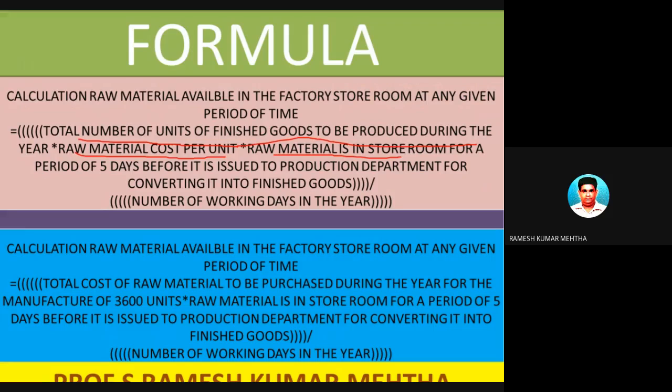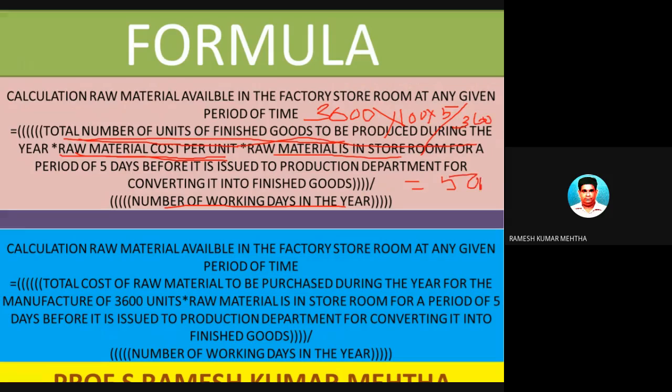So I will just insert the figures. The total number of units to be produced during the year is 3,600, into the raw material cost per unit. What is the raw material cost per unit? It is 100 rupees. I already told you 100 rupees per unit. Into how many days it is going to be there in the stock room? 5 days, divided by the number of working days in a year. So this is the formula. If you calculate, you will get 5,000 rupees.